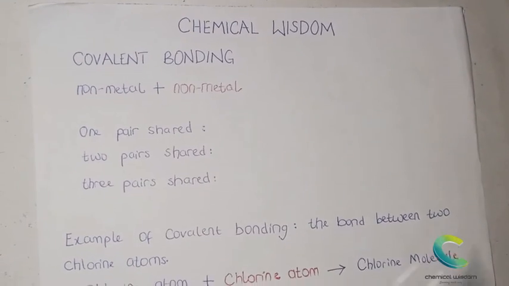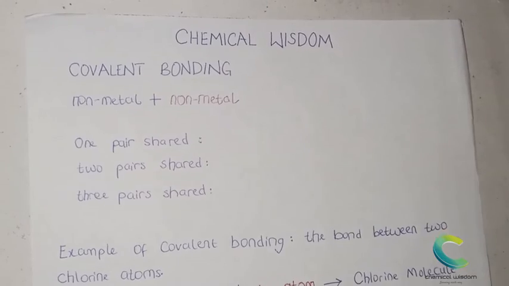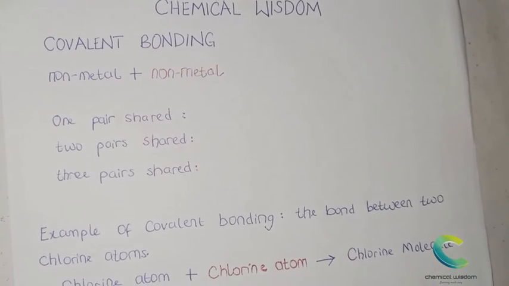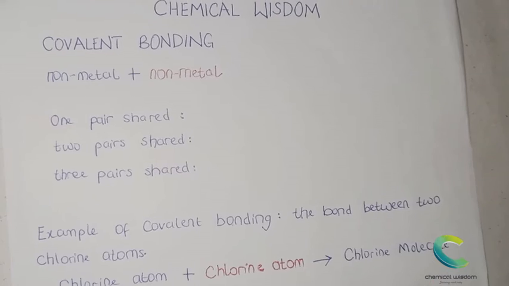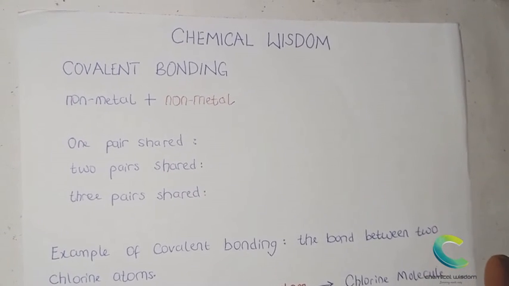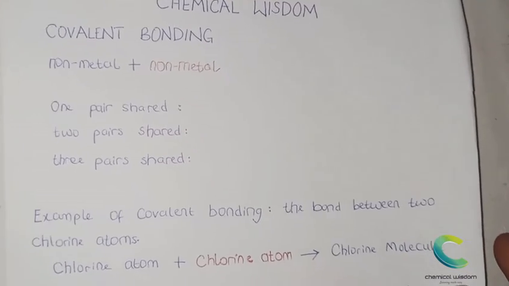What happens in covalent bonding is that instead of atoms transferring electrons, they actually share the electrons equally. There's an equal sharing of electrons between two atoms, and in the process they obtain a stable electronic configuration, or a stable state, in that the valence shell becomes completely filled with electrons. We're going to be looking at that in the subsequent examples.